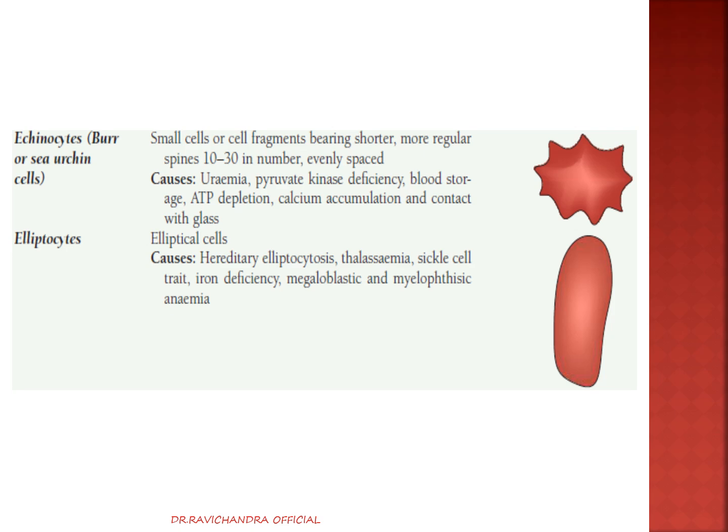Elliptocytes, the name itself says elliptical cells. The causes are hereditary elliptocytosis, thalassemia, sickle cell trait, iron deficiency, megaloblastic and myelophthisic anemia.